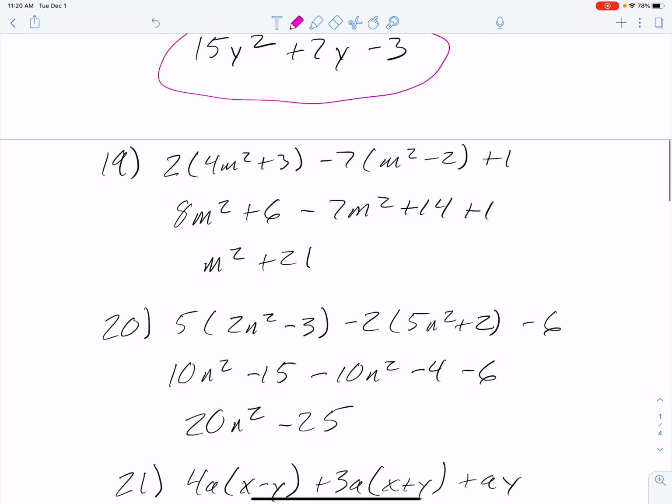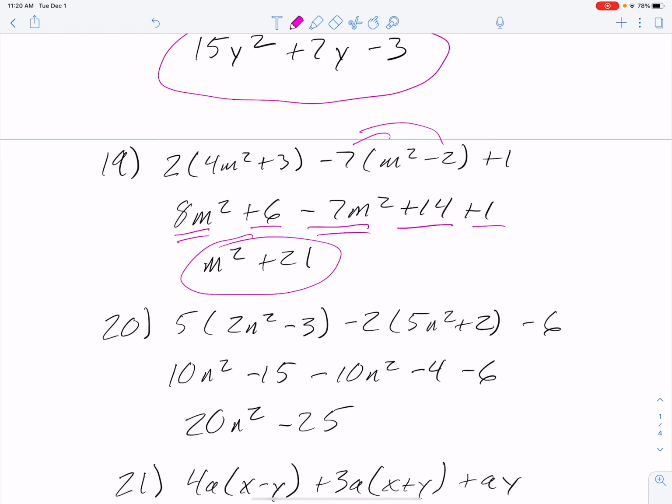19 is an example where you want to be careful as you distribute that negative. Notice that I got negative 7m squared plus 14, the double negative of negative 7 times negative 2. And then from there, I can collect my like terms. 8m squared minus 7m squared gets me m squared. 14 plus 6 plus 1 gets me m squared plus 21.